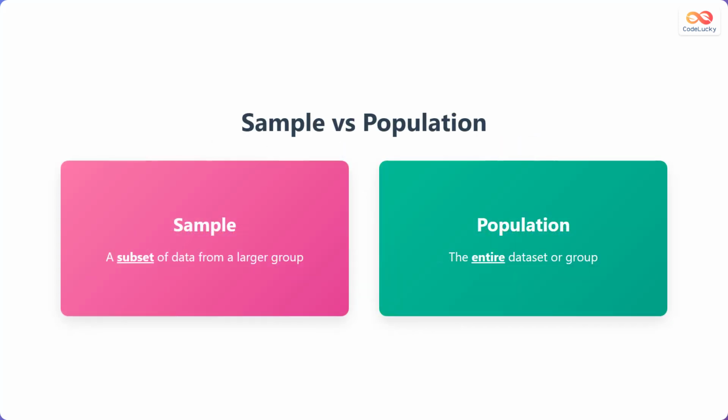It's important to understand the difference between a sample and a population. A sample is a subset of data from a larger group, while the population is the entire dataset or group.